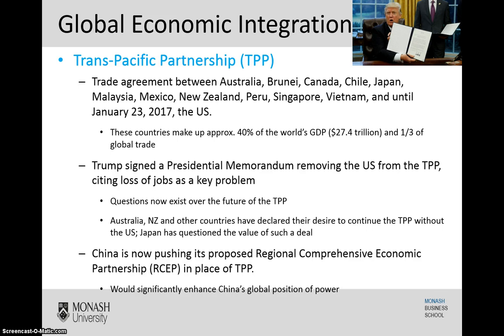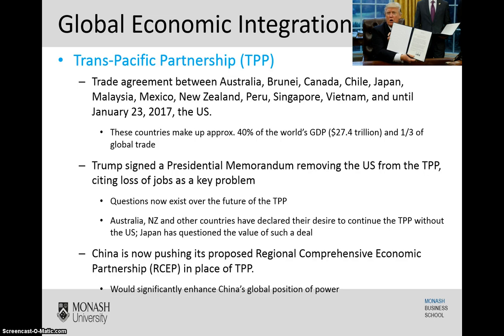So while some countries like Australia and New Zealand have come out and said we still want to continue this, given that even without the US there are some key global players involved in the deal, others like Japan have said that they are not really sure whether it's worth continuing in such an agreement, given that the largest trading partner here, the US, has now left the deal.